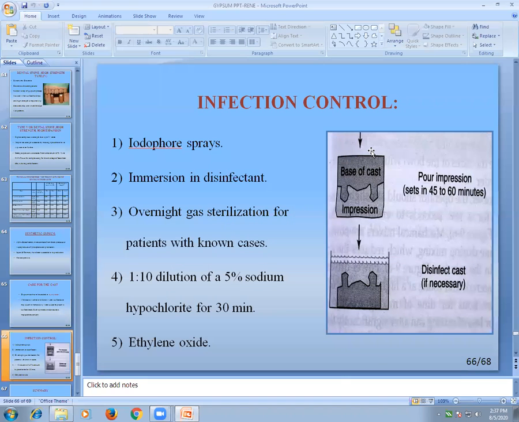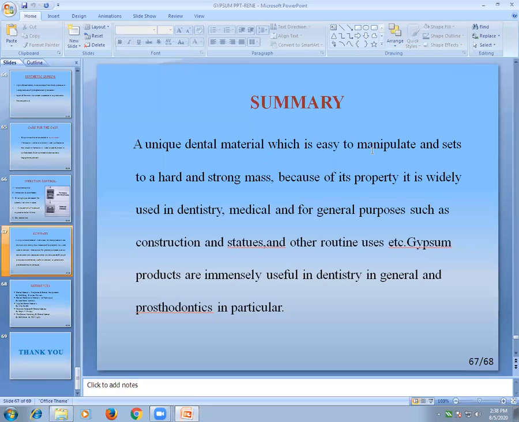Again, infection control. For infection control, we need iodophor sprays and immersion in disinfectant. We have to immerse whatever cast or model there is into the disinfectant. Overnight gas sterilization is recommended. A 1:10 dilution of 5% sodium hypochlorite for 30 minutes can be used. Ethylene oxide can also be used as a disinfectant.